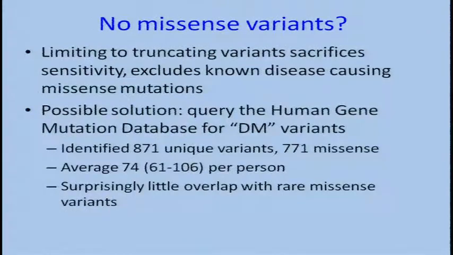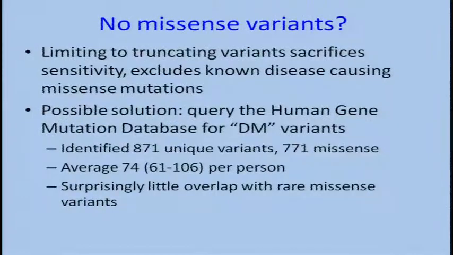So by doing that query, we were able to identify 871 unique variants, 771 of them missense. So the vast majority of what we identified through the Human Gene Mutation Database were indeed missense variants, so we were able to feel like we were recapturing some possibly disease-causing mutations. And the average was about 74 per person, which is still way too many. You should not have 74 disease-causing mutations per person.